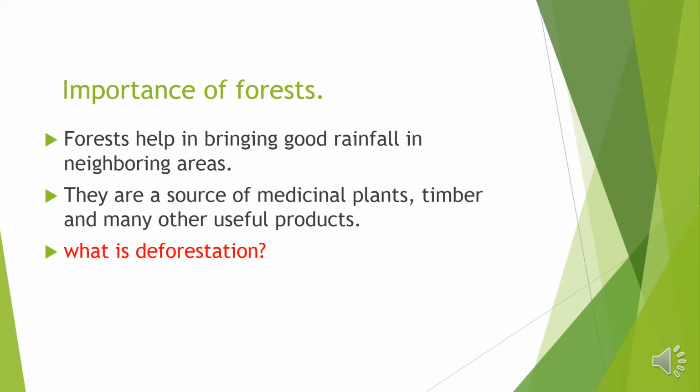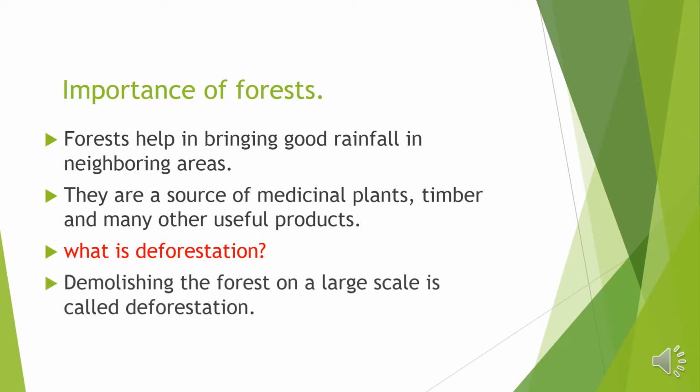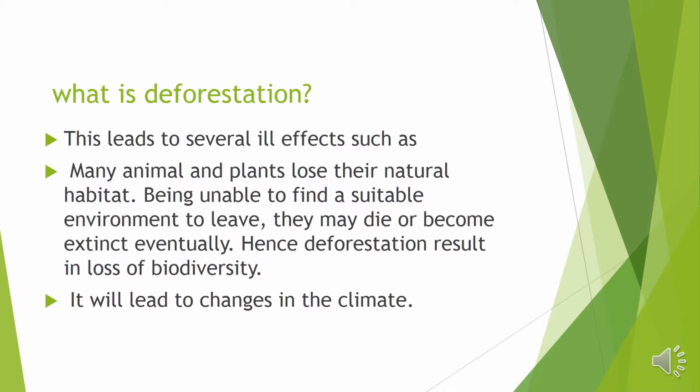Next, what is deforestation? Demolishing the forest on a large scale is called deforestation. This leads to several ill effects such as many animals and plants lose their natural habitat, being unable to find a suitable environment to live. They may die or become extinct eventually. Hence, deforestation results in loss of biodiversity. It will lead to change in the climate.